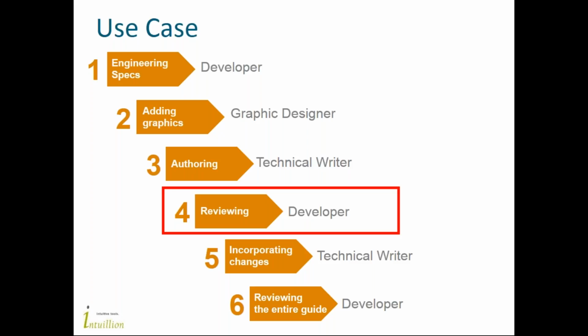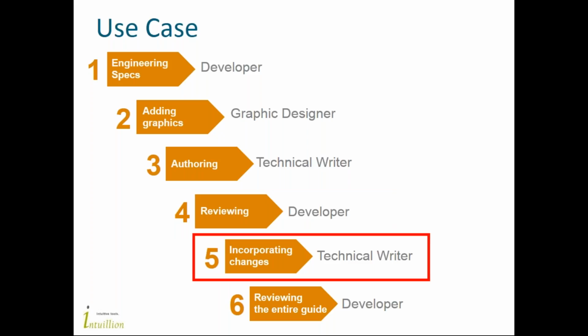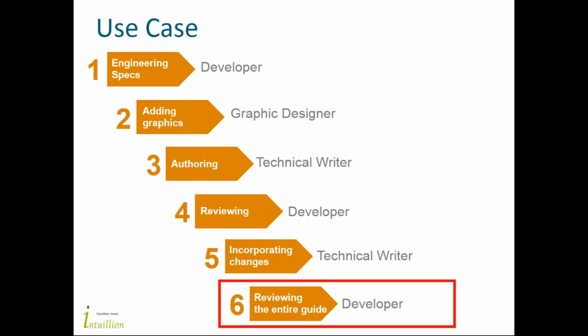The developer reviews it online using just a web browser, suggests changes, and adds comments. Then the technical writer goes through the suggested changes and decides whether to accept or reject each of them. And when all topics are reviewed this way, the technical writer generates a PDF of the entire document and the developer reviews it again.